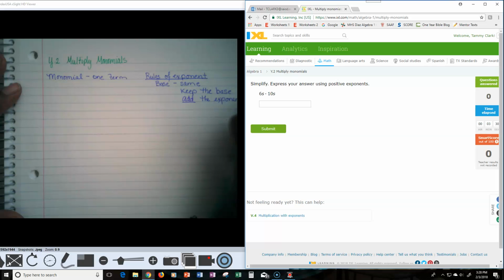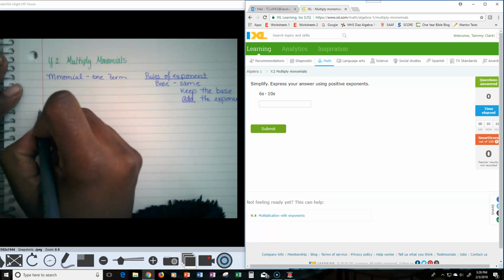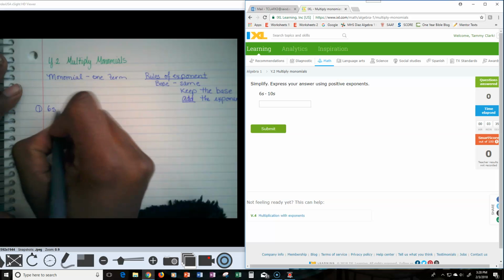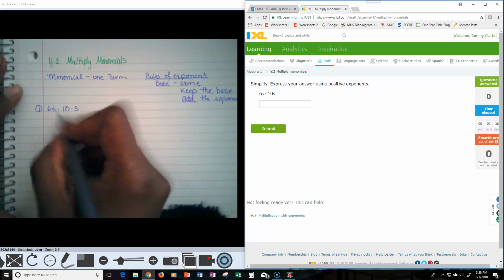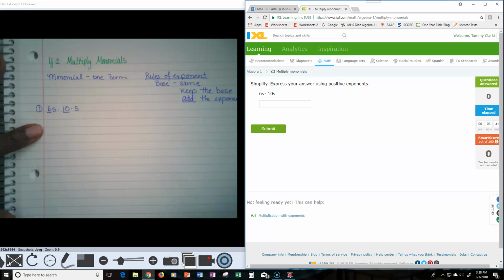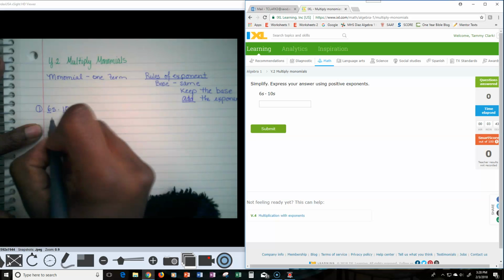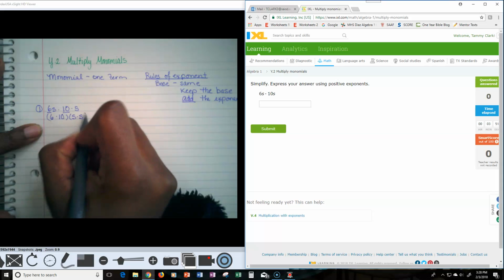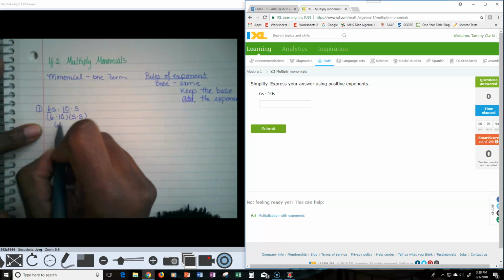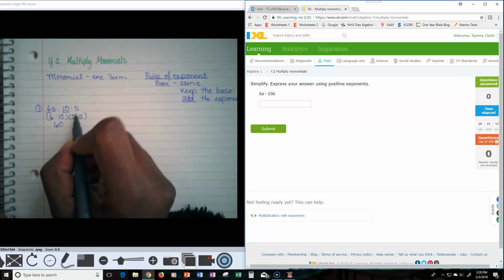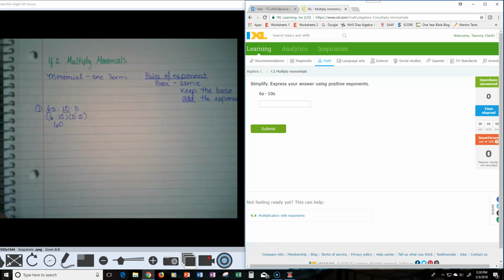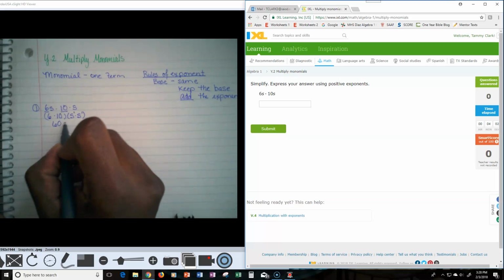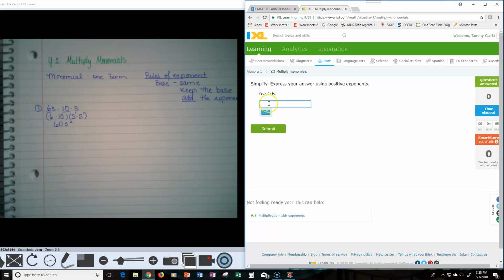So our first problem says 6s times 10s. So we're going to multiply the coefficients. Remember, that's just a fancy word for the number before the variable. So 6 times 10, and then next to it s times s. 6 times 10 is 60. S times s, well, we know there's an imaginary 1 up here because there's no other number. So s times s is simply s squared. So that would be our answer, 60s squared.